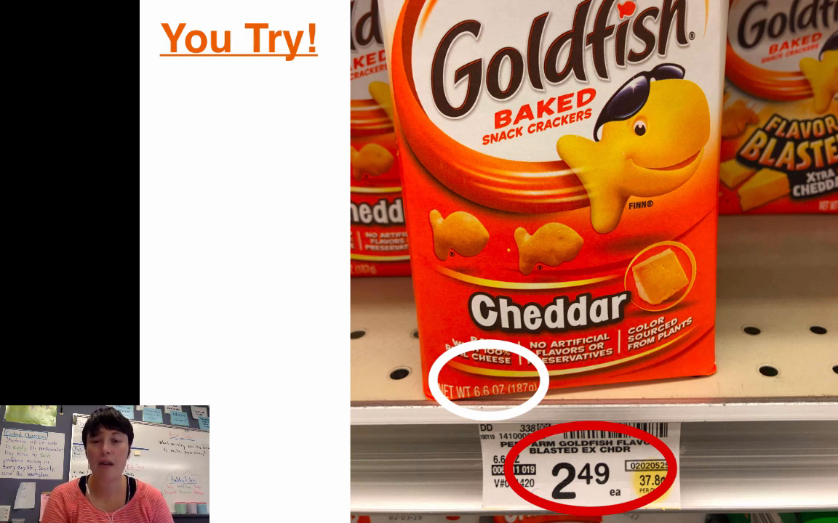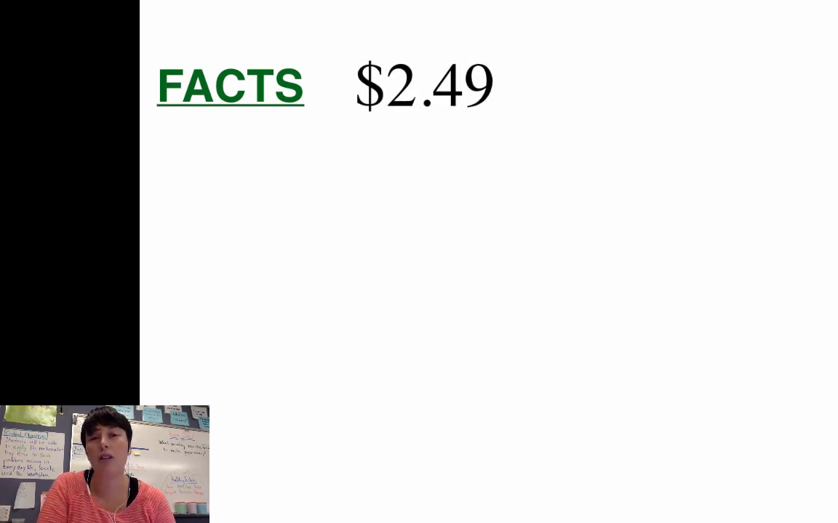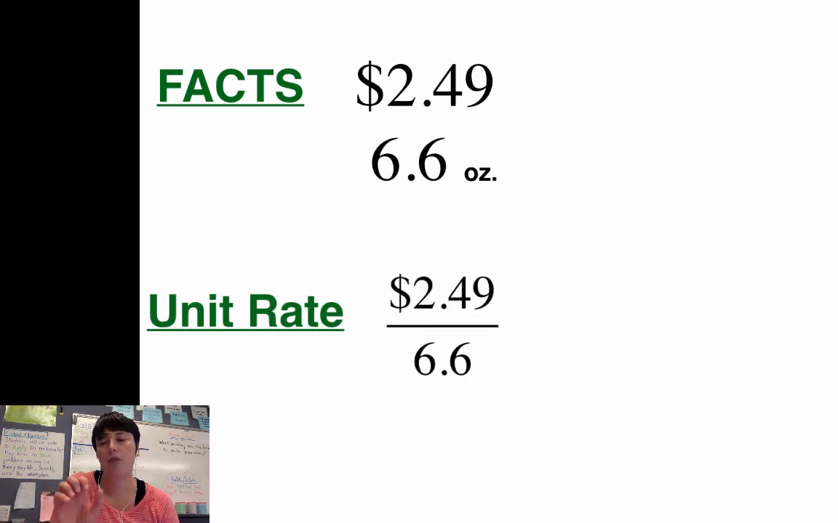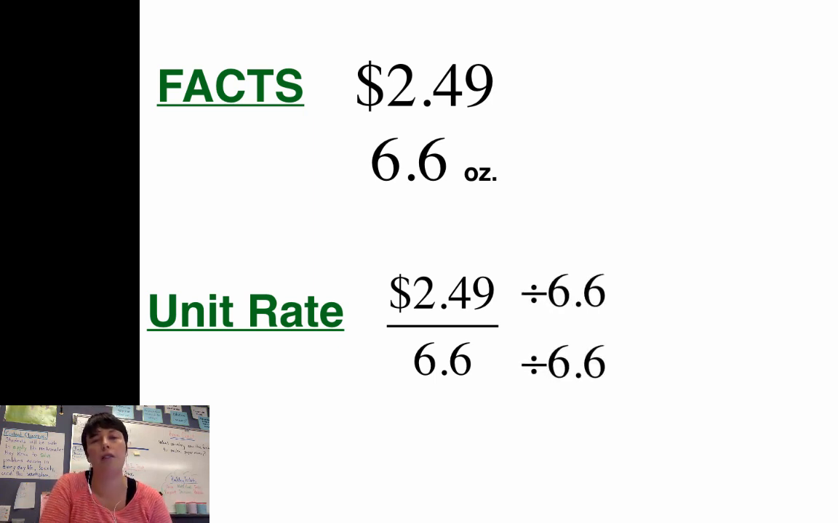All right, are you unpausing your device? Are you ready to check your answer? Let's see what you got. So here's what I'm going to do. I'm going to write down the facts. The facts from this situation are, it costs $2.49 for a bag of fish. It is a bag that weighs 6.6 ounces. So my unit rate is going to be taking that fraction, $2.49 over 6.6, and dividing it by 6.6.